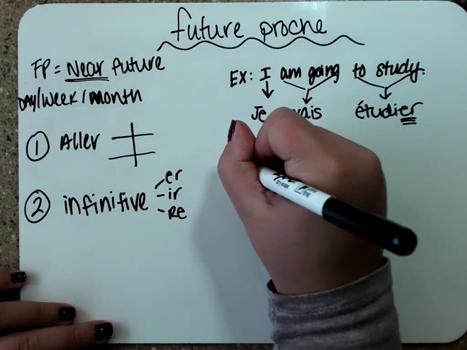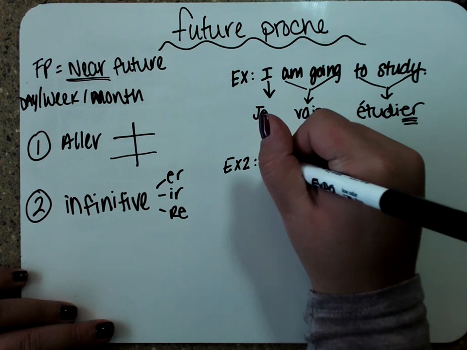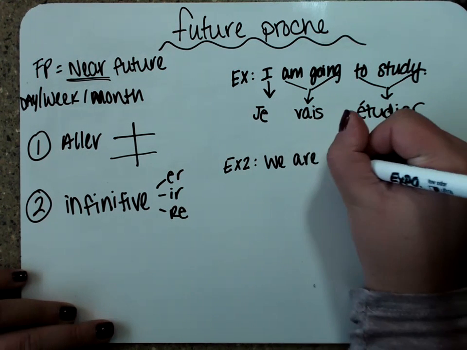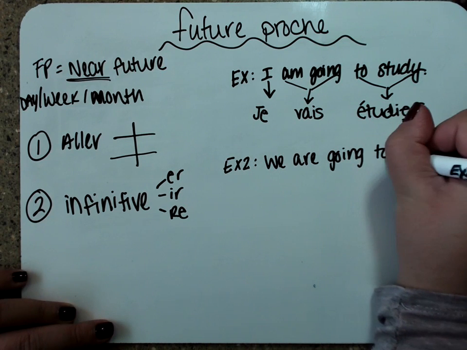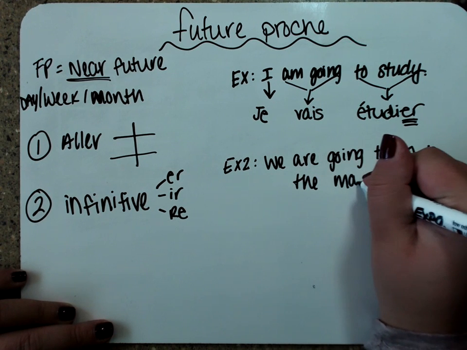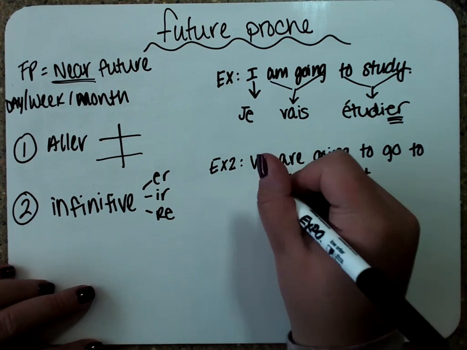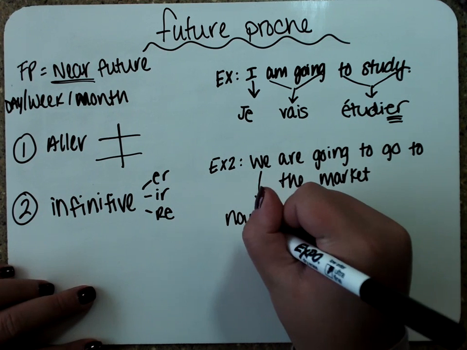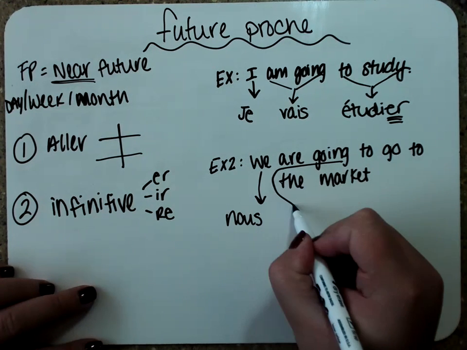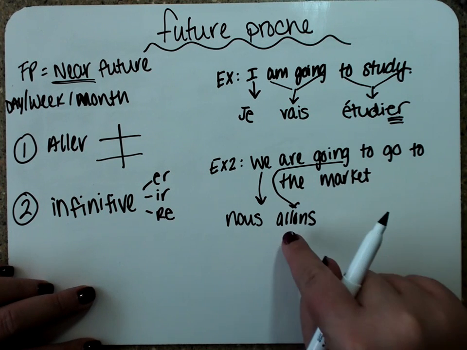Let's do another example. So, exemple deux. Let's do we are going to go to the market. So, let's change our subject up. Let's say we. So, we are going to go to the market. All right, it's a little bit of a longer example sentence for you. So we're going to take our subject and bring it down. So that's nous. Now we need the are going, and the are going is going to be allons because we need the verb aller. So nous allons.